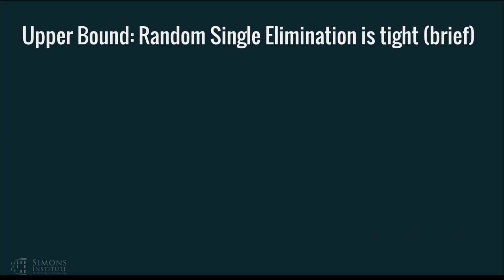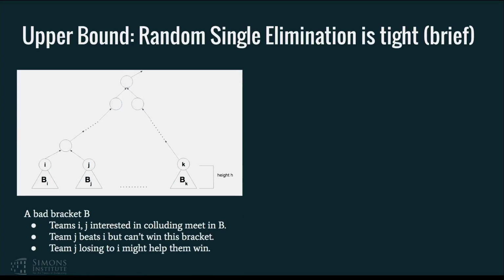The upper bound is pretty impressive, or surprising. Random single elimination is tight. I'll only show this in one slide. I'll give you a taste of the proof very briefly, but it's not complicated. It's very cute. But basically, this is what we call a bad bracket.